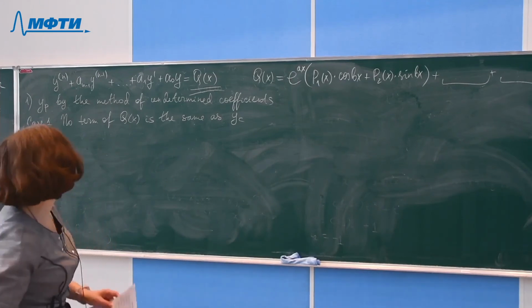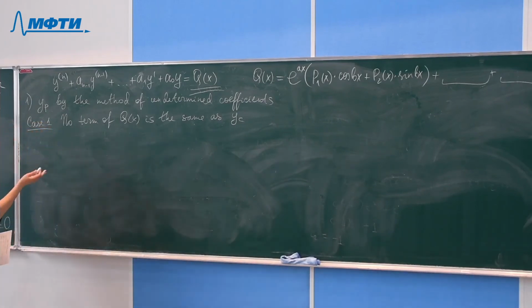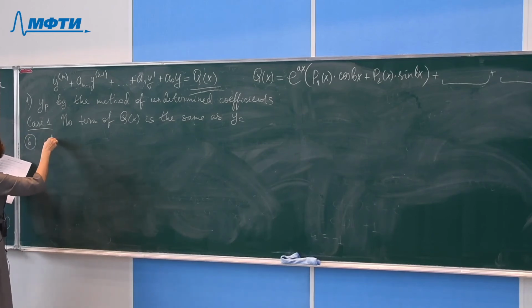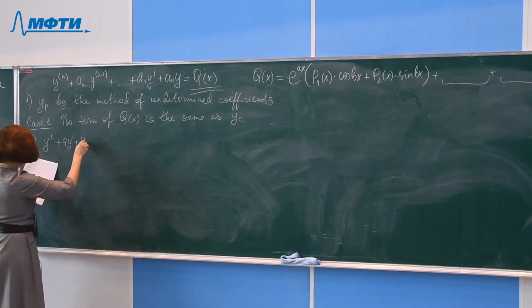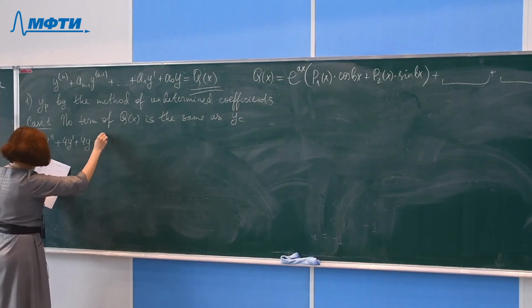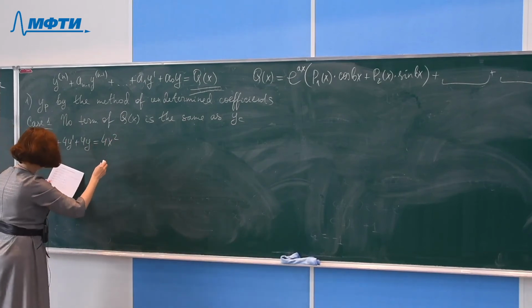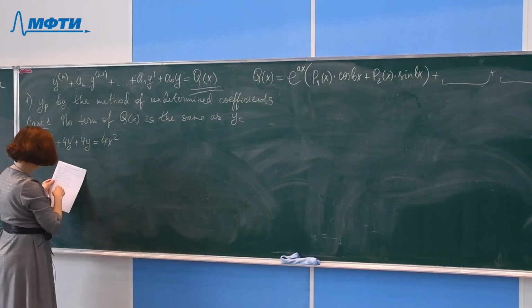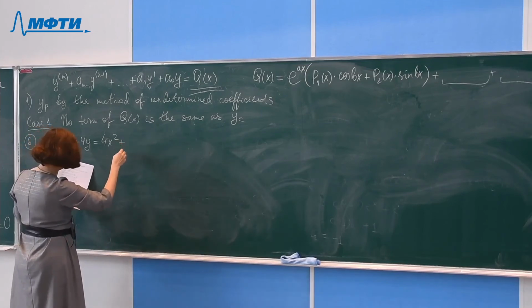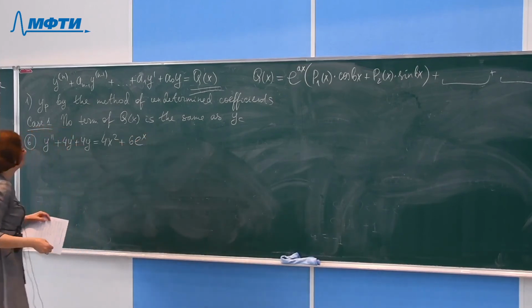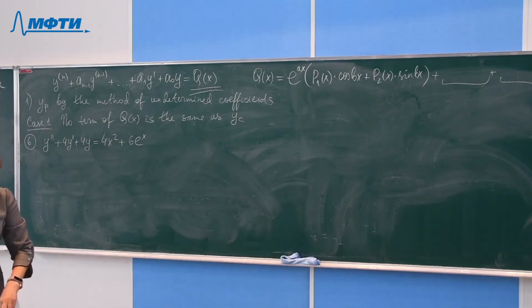So now let's consider an example. I will explain the method of undetermined coefficients using the example. This is task number 6. Find the general solution of the following equation: y double prime plus 4y prime plus 4y equals 4x squared plus 6e to x. Let's consider this differential equation.